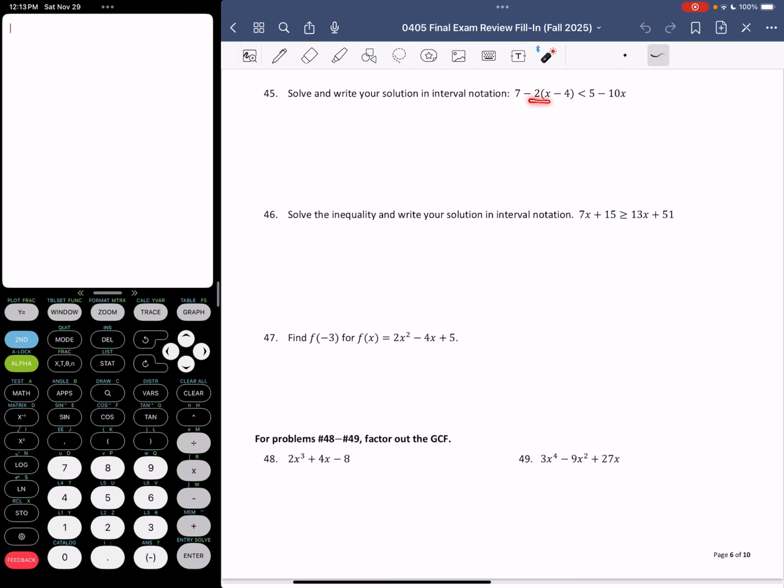Because you see that this right here means you're going to be multiplying, which means you have to distribute before you can combine things like adding and subtracting stuff. So don't do this first. You have to distribute first.